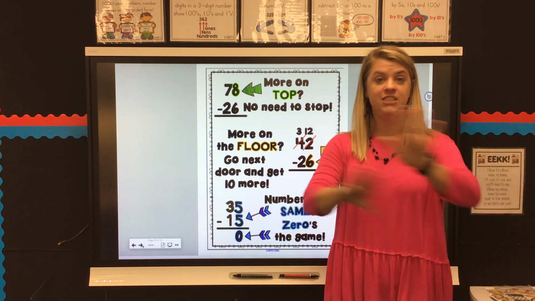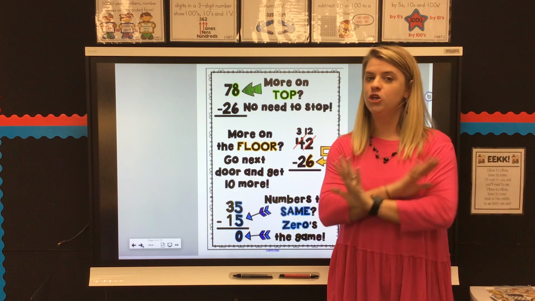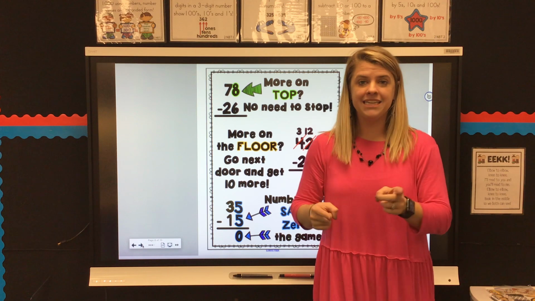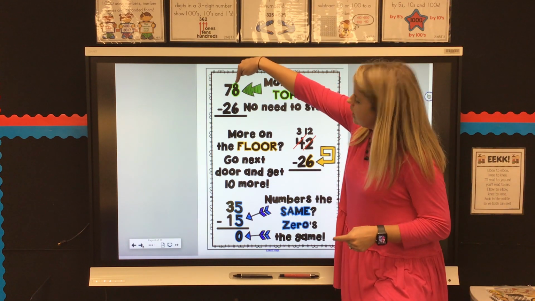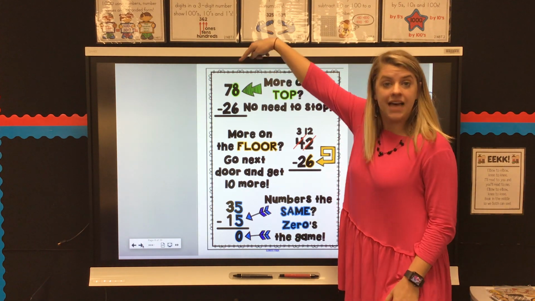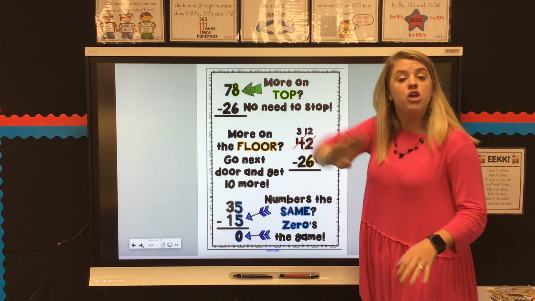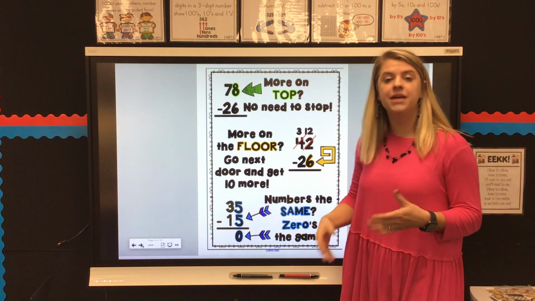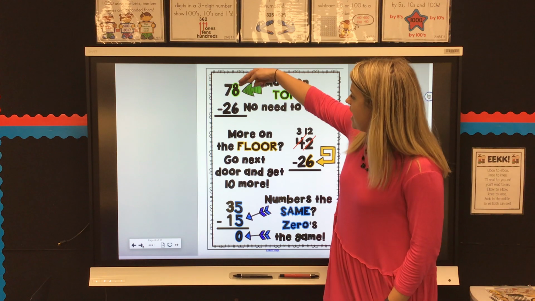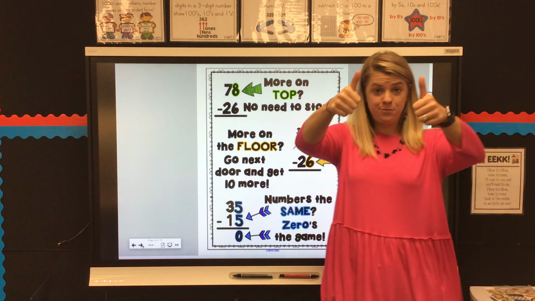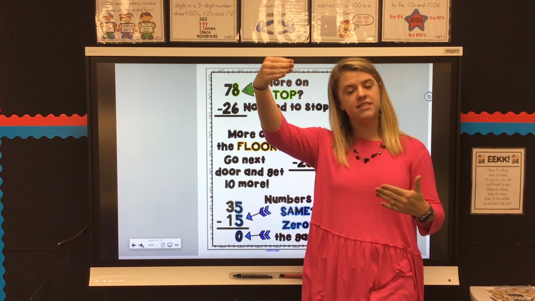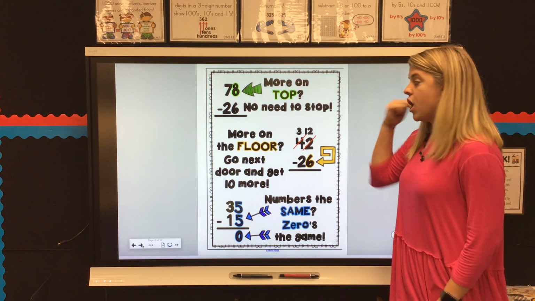More on the top, no need to stop. That means if the bigger amount of ones is on the top number, you don't have to stop and regroup, because there's plenty for us to take. 8 minus 6. We can do that because there's more on the top, no need to stop.